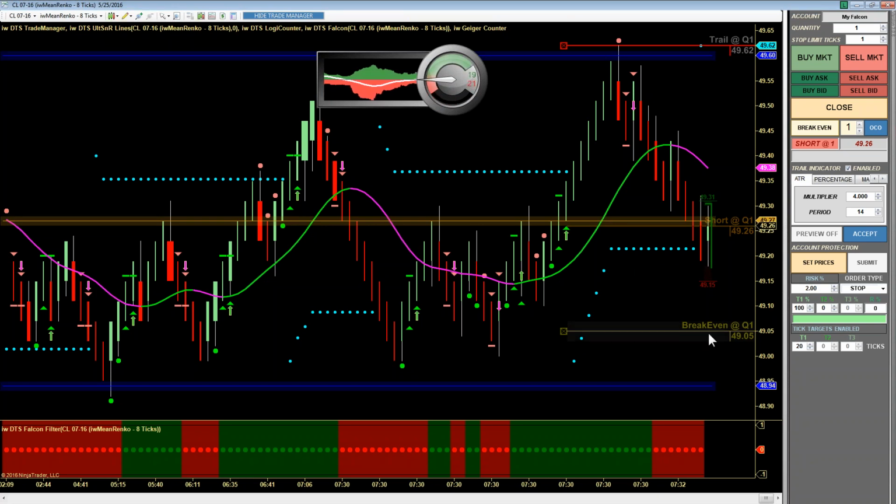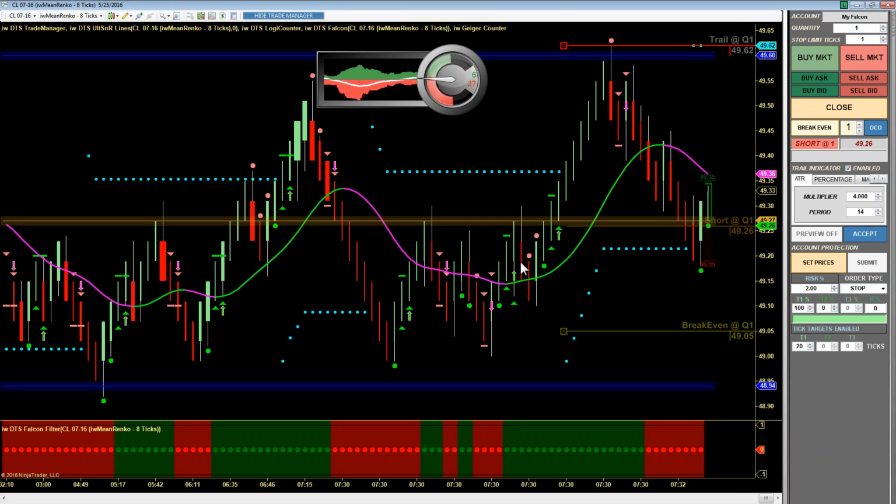But that's how the OCO function works anyways. It's great for when you want to bracket a market. If you see a market moving sideways and you just want to bracket the range, trade the breakout higher or lower, the OCO function allows you to do that.